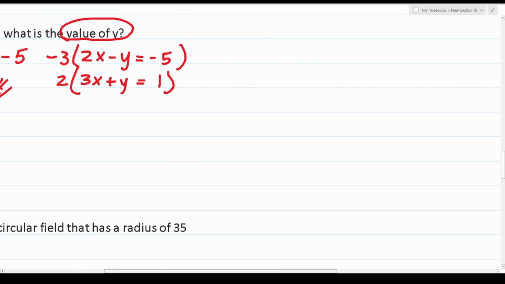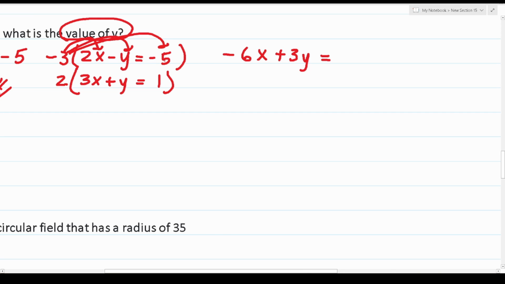Okay, so let's go ahead and do this step by step. I'm going to take this -3 and times it by everything in parentheses here. So we have -3 times 2x, which is going to be -6x. -3 times -y. Negative times a negative is a positive. So this becomes +3y. -3 times -5 is going to be +15. Again, a negative times a negative is a positive.